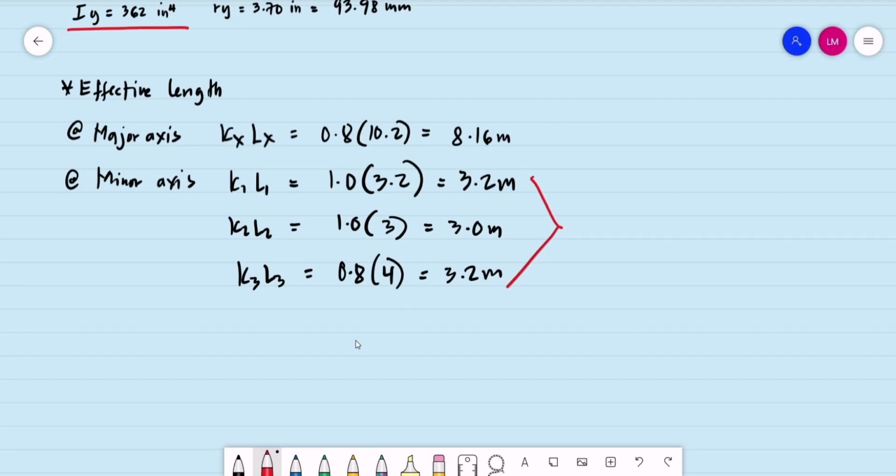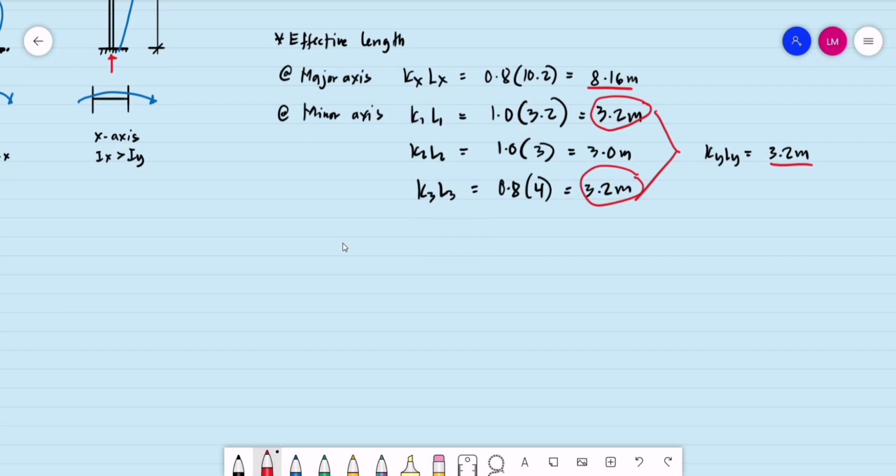If you are to consider the effective length for the minor axis, the longer the effective length, the more prone to buckling, and the longest will prevail. So the longest effective length will govern. That will be our value for K sub y L sub y. The longest one: we have 3.2 meters and 3.2 meters. So our effective length with respect to our minor axis will be 3.2 meters.